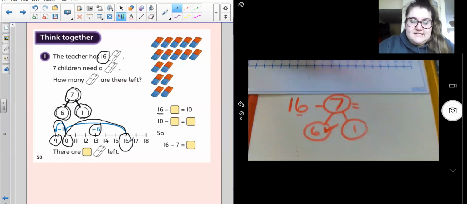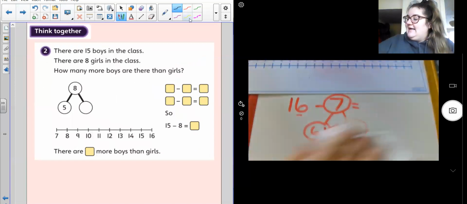So I started at 16. Here we go, 16. I took away 6 in order to get to 10. Okay, I subtracted 6. And then from the number 10, I've already subtracted the 6. I needed to subtract 1 more. And that took us to 9. Okay, so 16 take away 7 is 9.